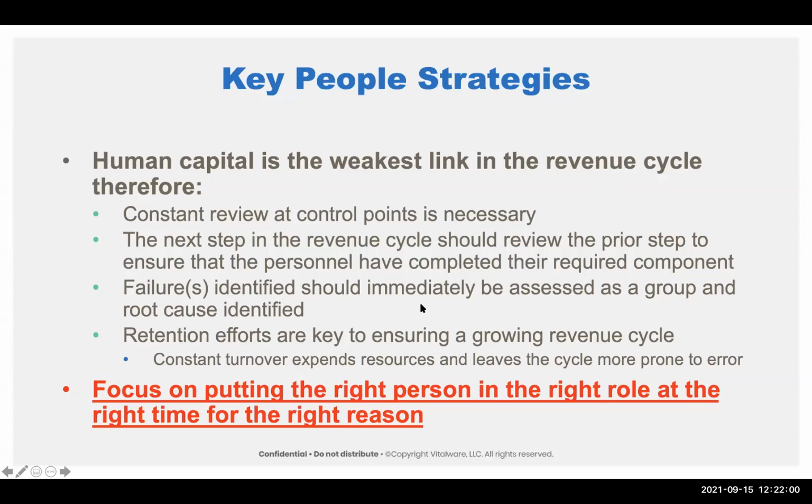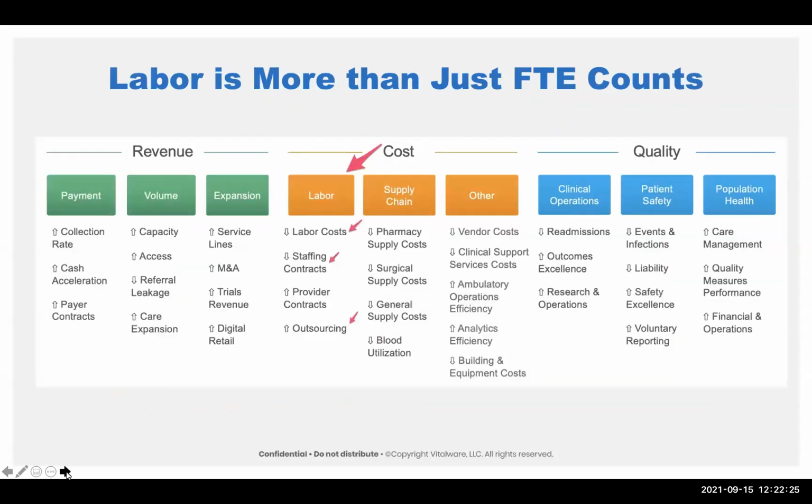A failure identified should be assessed by a group and root cause identified, and retention efforts are key to growing the revenue cycle. So underpaid, undervalued personnel at the front end is going to guarantee what I call a GIGO, garbage in, garbage out outcome for your claim. So focus on putting the right person in the right role at the right time for the right position.